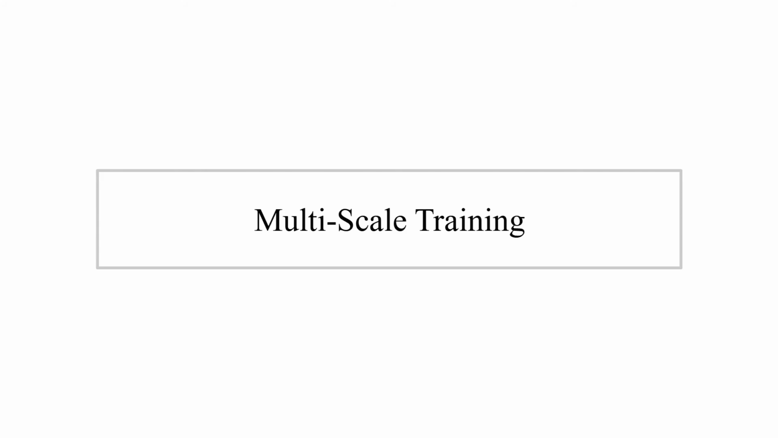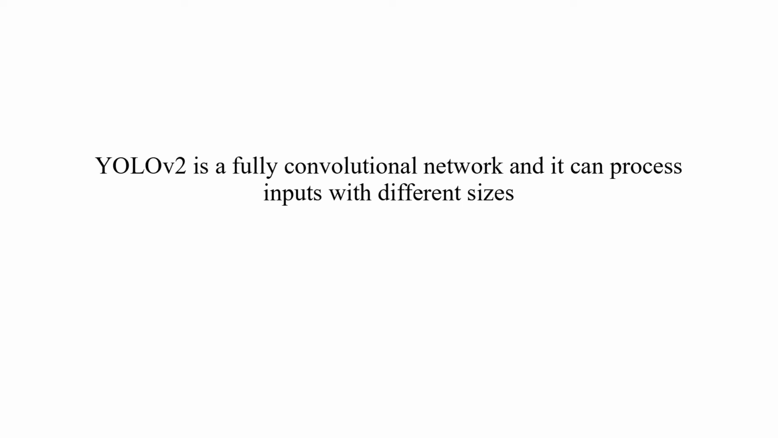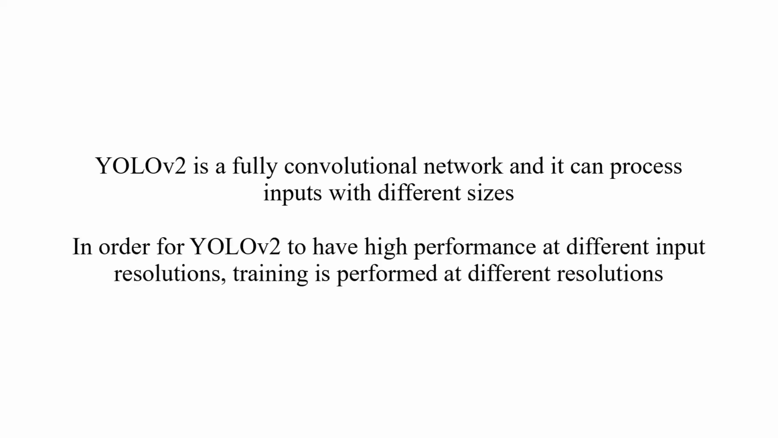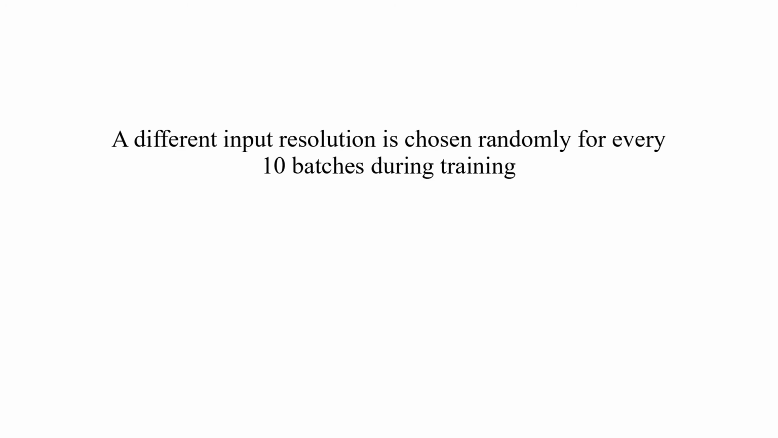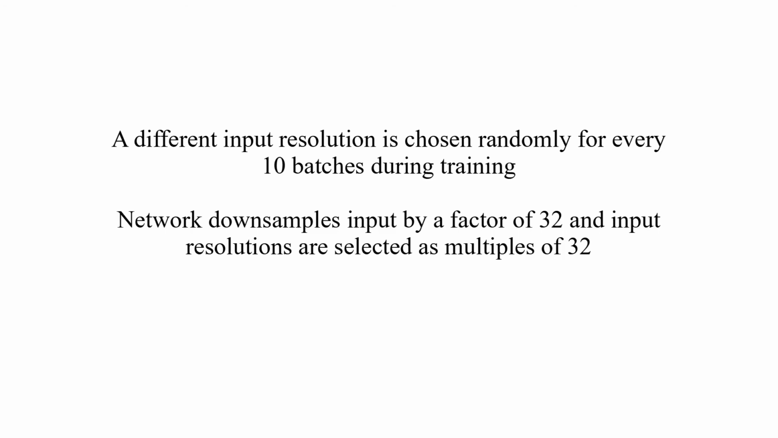Multiscale training. YOLO version 2 is a fully convolutional network and it can process inputs with different sizes. In order for YOLO version 2 to have high performance at different input resolutions, training is performed at different resolutions. A different input resolution is chosen randomly for every 10 batches during training. Network downsamples input by a factor of 32, and input resolutions are selected as multiples of 32.